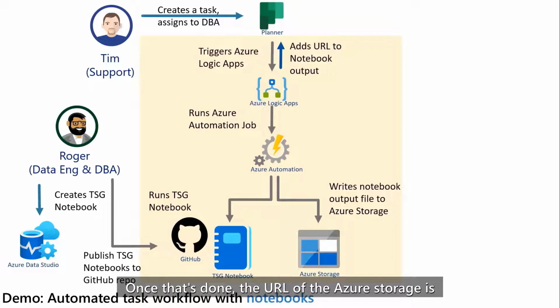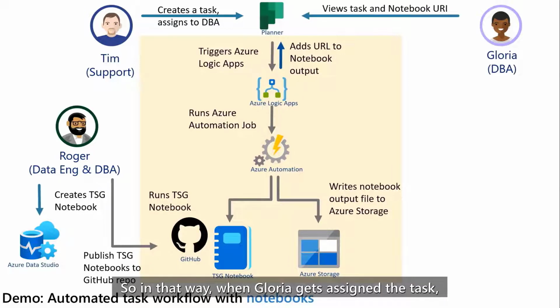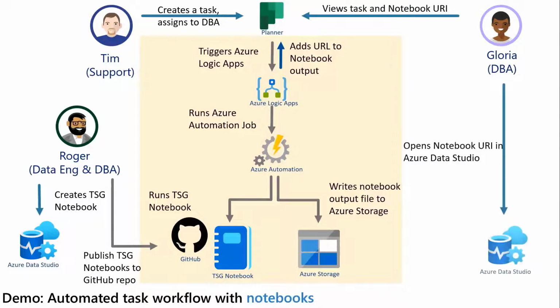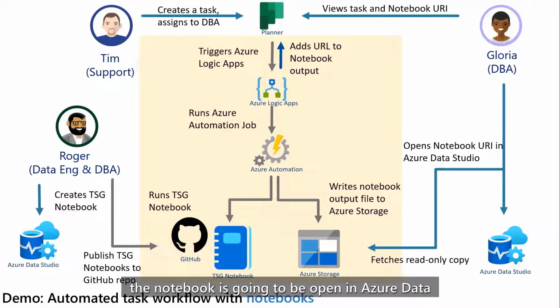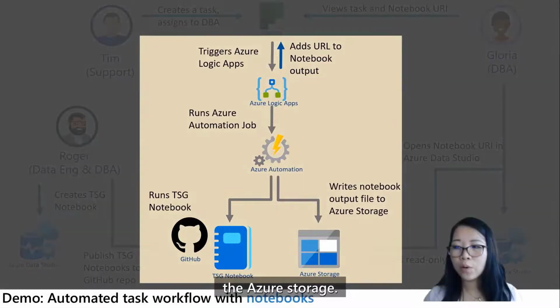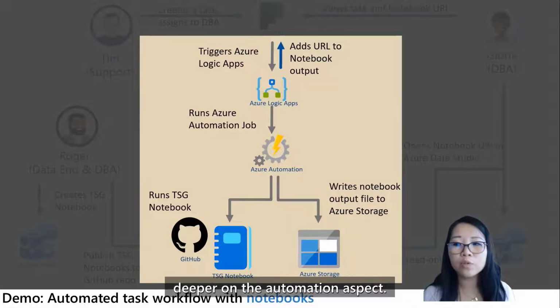Once that's done, the URL of the Azure storage is going to be published back to the ticket on the Planner website. So in that way, when Gloria gets assigned the task, she can simply view the task through the notebook URI. So using the notebook URI, the notebook is going to be opened in Azure Data Studio, and it will fetch the read-only copy from the Azure storage. So now I'm going to drill a little bit deeper on the automation aspect.